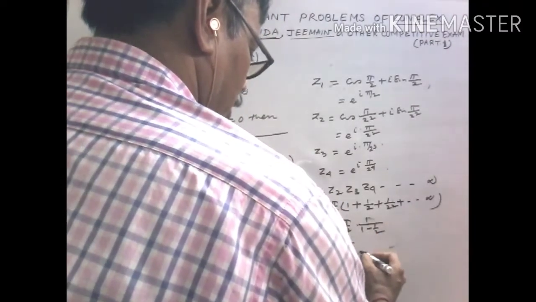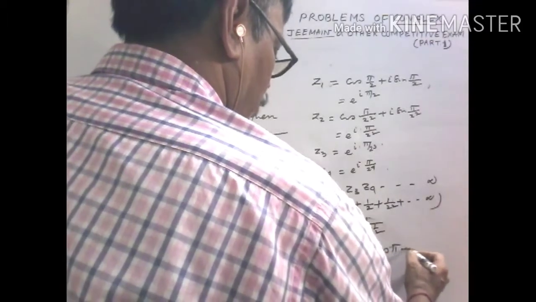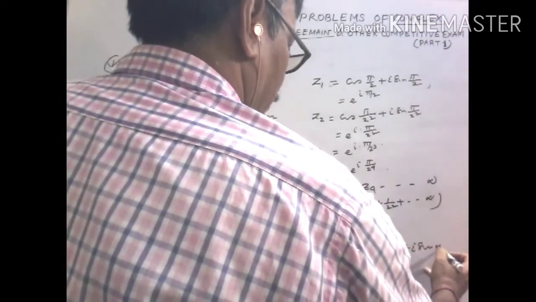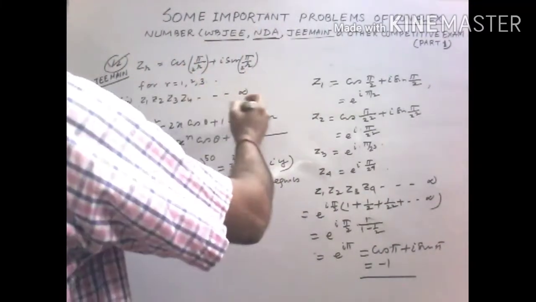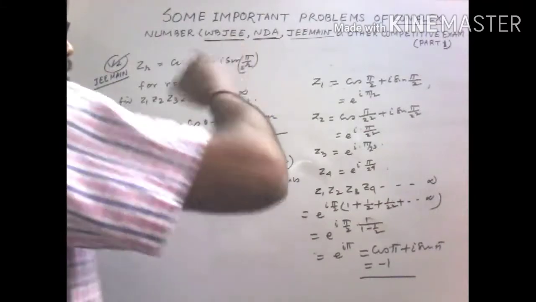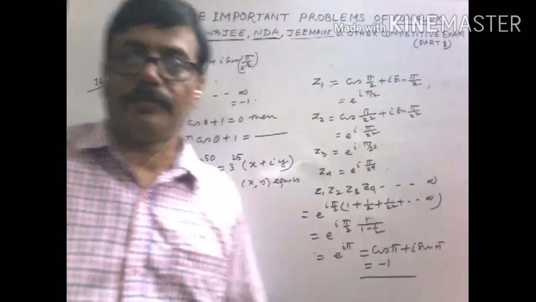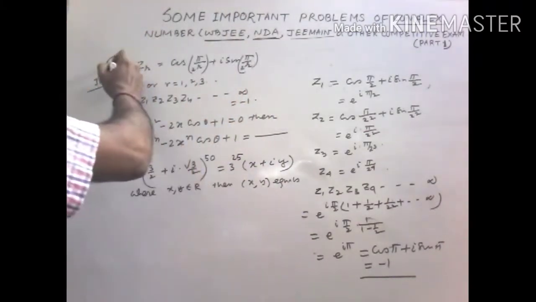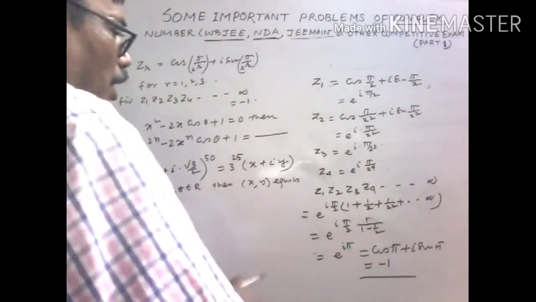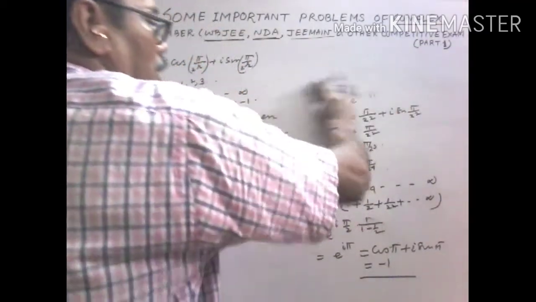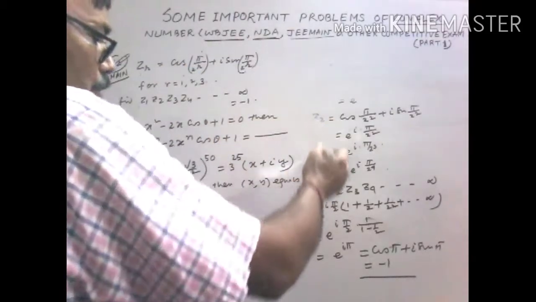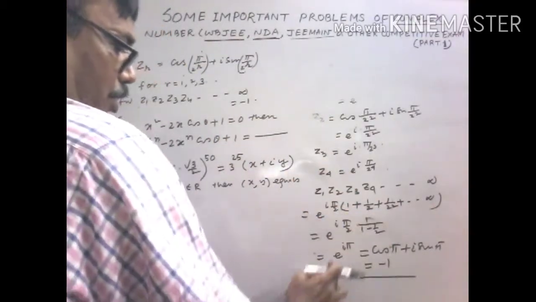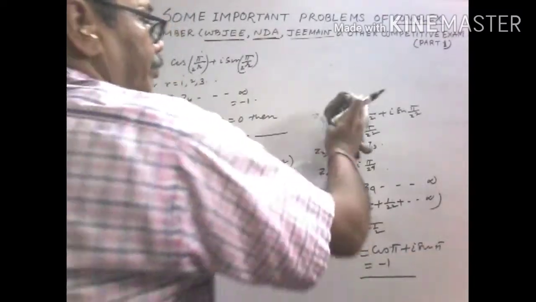So e to the power i pi. So this is cos pi plus i sin pi. So cos pi is minus 1, sin pi is 0. So what is the value of the expression? The value of the expression is minus 1. So very simple problem. Now look, Z1, then use Euler's theorem. Z2, Z3, formula of GP series. Again use Euler's theorem.